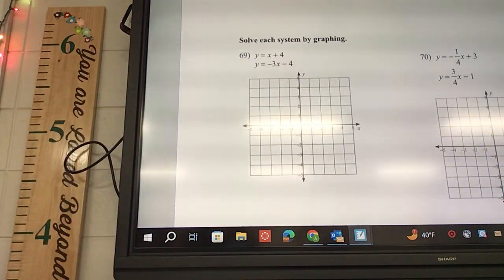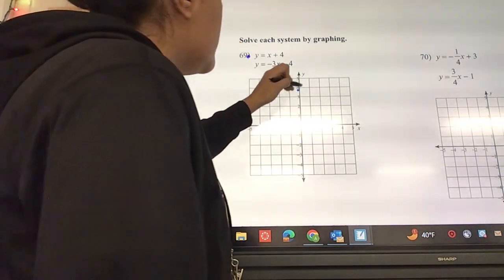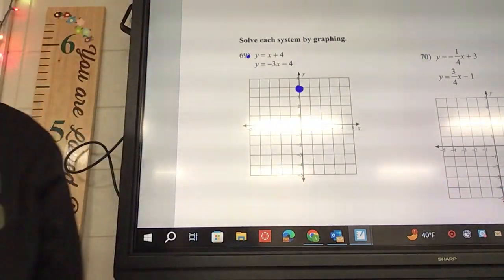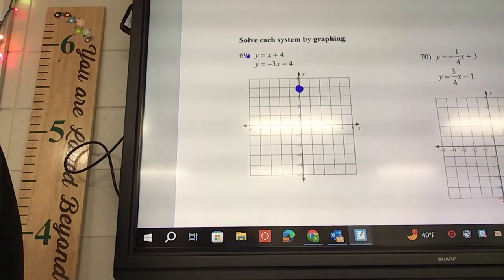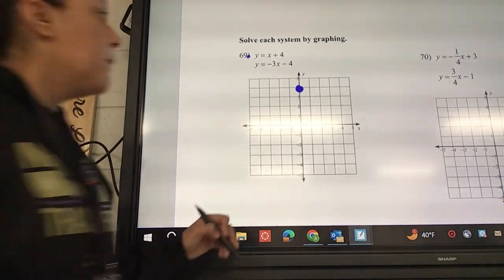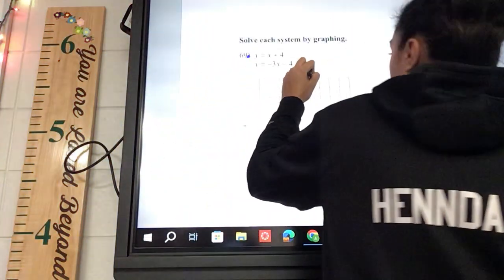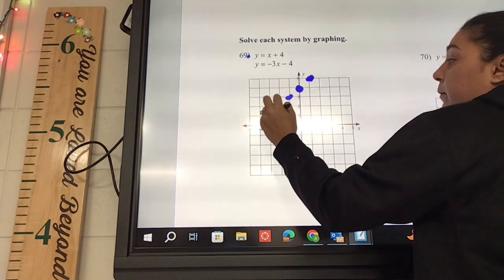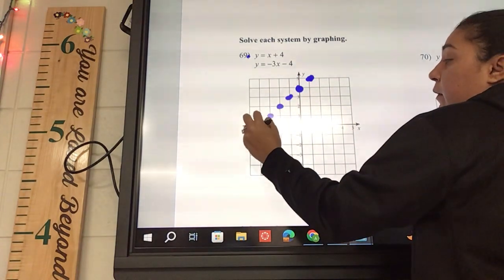Okay, solve each system by graphing. Okay, so we just graph these 2 lines separately. Okay, this very first line starts at 4, and it has a slope of 1/1. Okay, and if you recall, line 1, you need to make as many dots as possible. Okay, line 2, we make as least as possible. So we can go up 1/1 or down 1/1.